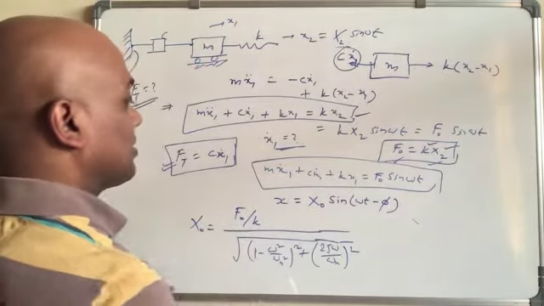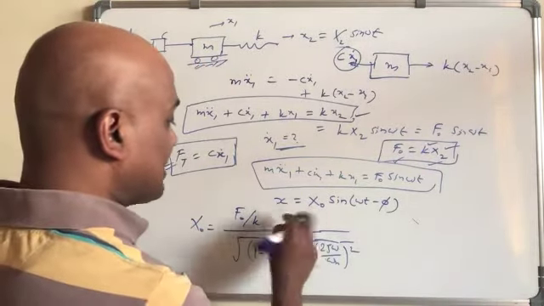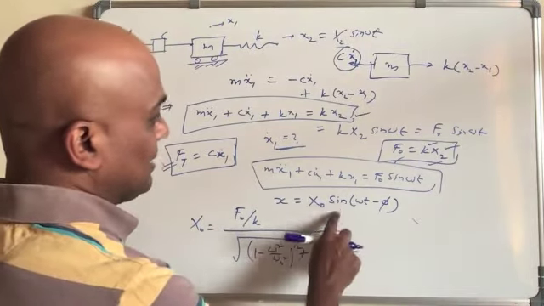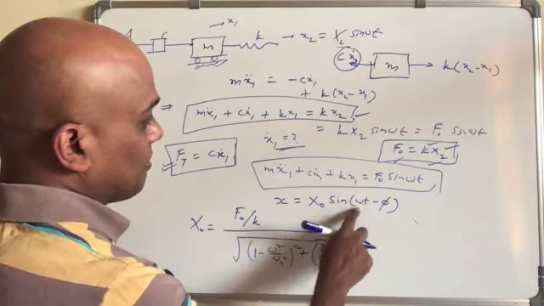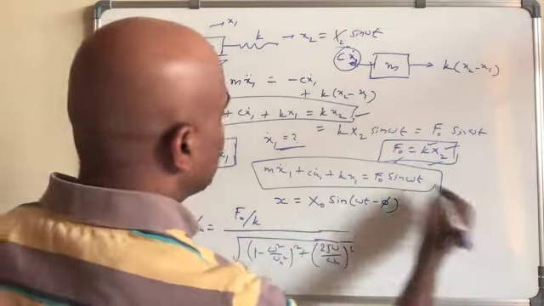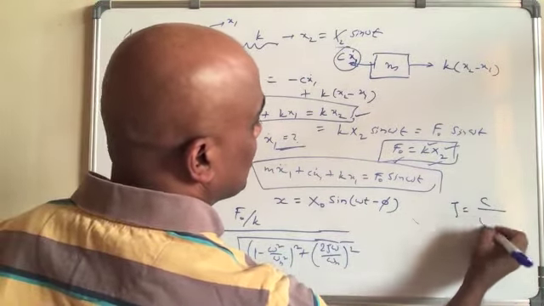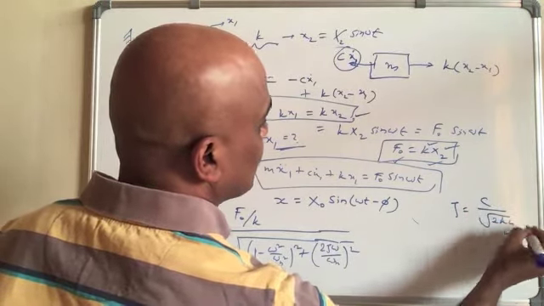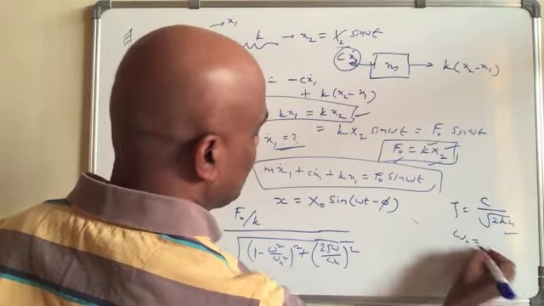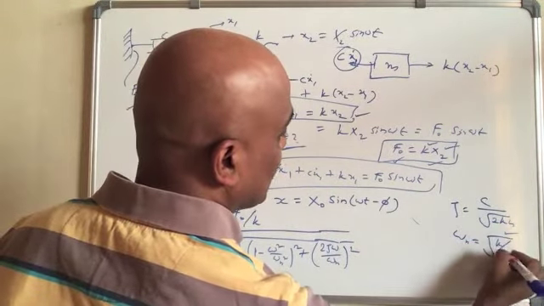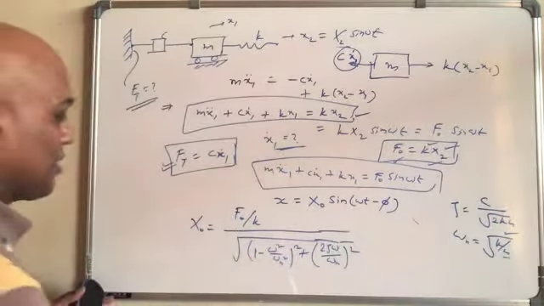This is simply x naught, and so x equals x naught sine omega t, where x naught is this. Now zeta equals c over 2 root k m, we know that, and omega n equals root k over m, which you can also find from this equation. So all these values you know.